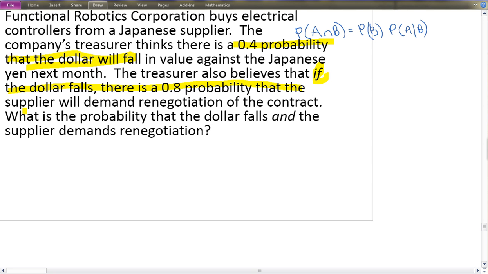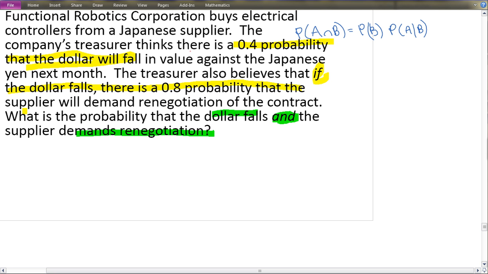Well, your answer is dependent on "and": the dollar falls and the supplier demands renegotiation. So how do you know what's what? Well, for this type of problem, and make a note of this, write this down in the margin, always look for where it says "if" or where it says "given that." Where does it say if? Where does it say given that?